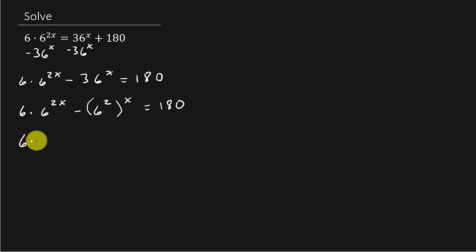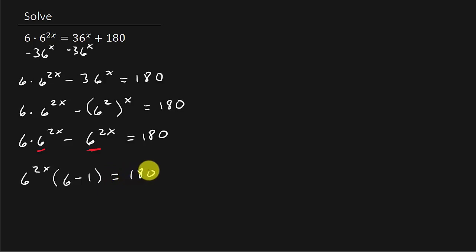Because when I'm looking at this, I notice that this 36^x turns into 6^(2x), and that's going to equal 180. Now, look here. I've got a common factor of 6^(2x). So let's factor that out. So that's going to be 6^(2x) times (6 minus 1) equals 180. And 6 minus 1 is 5, so that's 5 times 6^(2x) equals 180.